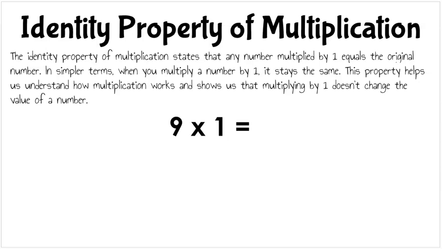Next, we have the identity property of multiplication. And this one's fairly simple. The identity property of multiplication states that any number multiplied by 1 equals the original number. Again, in simpler terms, when you multiply a number by 1, it stays the same. This property helps us understand how multiplication works and shows us that multiplying by 1 doesn't change the value of a number. So 9 times 1 is 9.